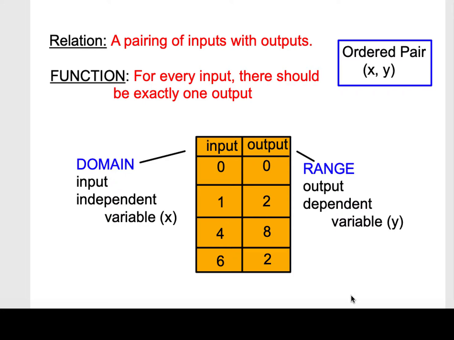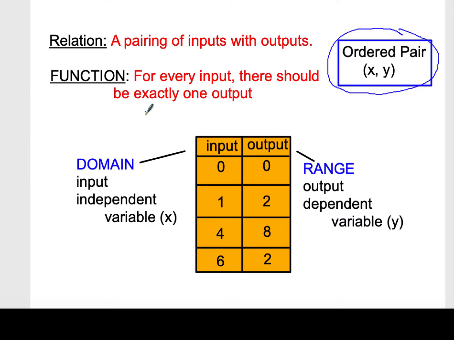a relation. A relation is just a pairing, again, of inputs and outputs, as it says on the screen. Oftentimes, we'll represent a pairing as an ordered pair over here at the right, usually written as x comma y. But again, we're really just relating two things. So down at the bottom of the screen, you'll see that we've got a list of inputs and then we have a list of outputs.